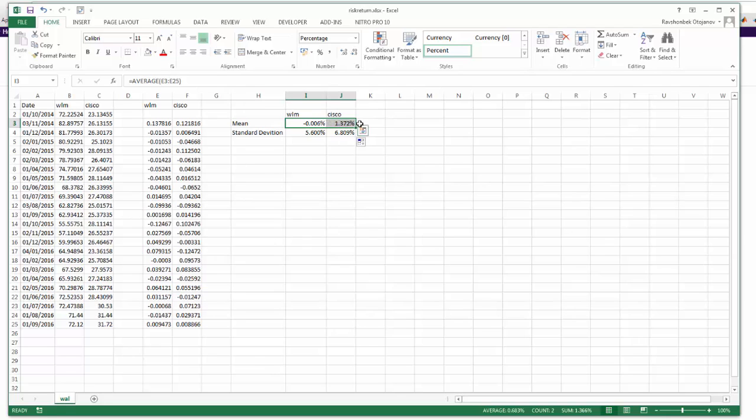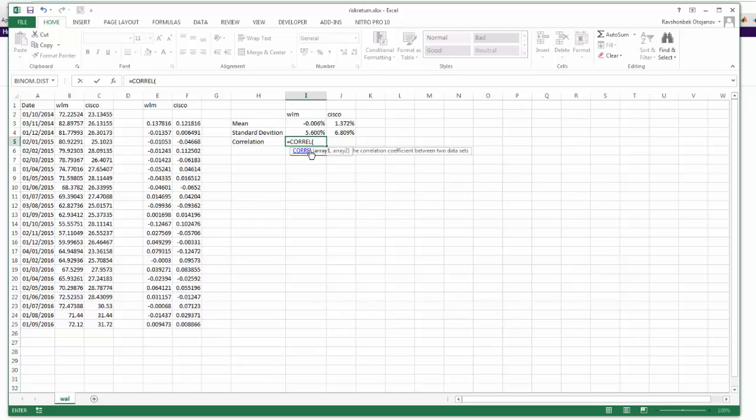But usually in a portfolio analysis, the portfolio return from the individual stocks will be between the lowest and highest returns of the individual stocks. So one way to start is to look at the correlation between the two stocks. So equal CORREL, double click, highlight the first, comma, highlight the second, and close the bracket. Well, this is a very weak correlation, which is a good sign.